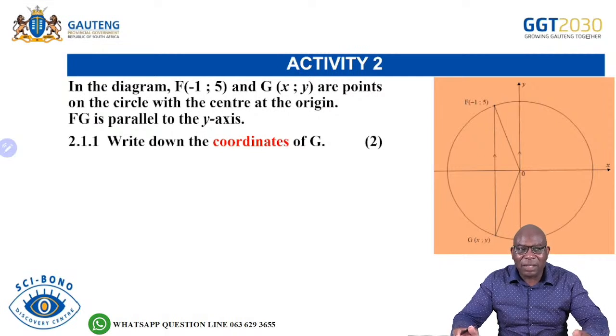The next activity that we're going to look at here, I'm going to give you a minute to do this one. And please, any question that you want to ask, you can send to the WhatsApp number, 063 629 3655. You can send your questions there and also your solutions there. For this particular question, which is an easy question, I'm giving you only 1 minute. And your minute starts now.